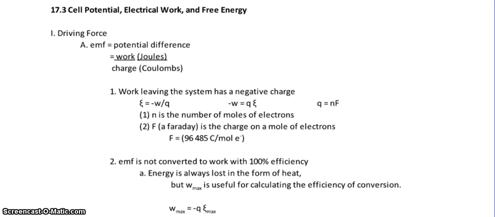So we are done with section 17.2 and we are on to section 17.3, cell potential, electrical work, and free energy. Now if you remember back at the beginning, what did we define that E as? It was the potential difference. We also called it the electromotive force.